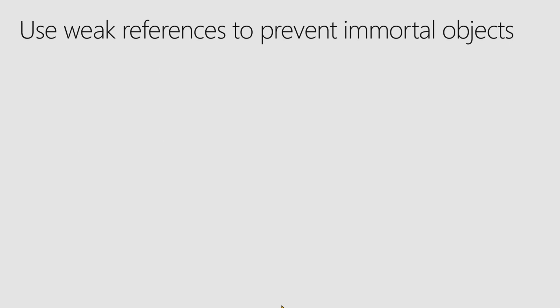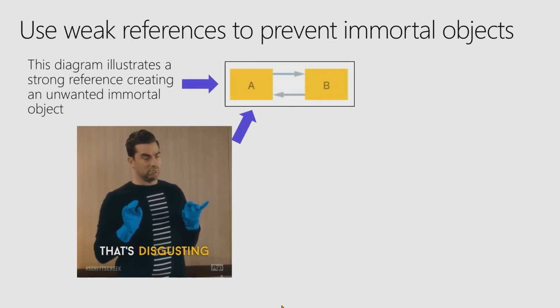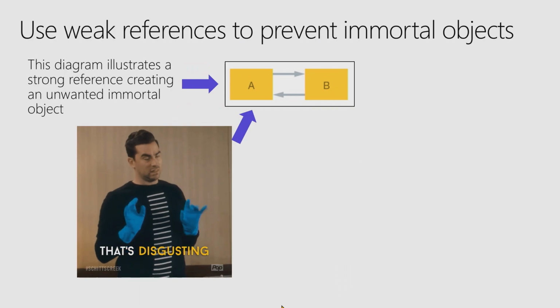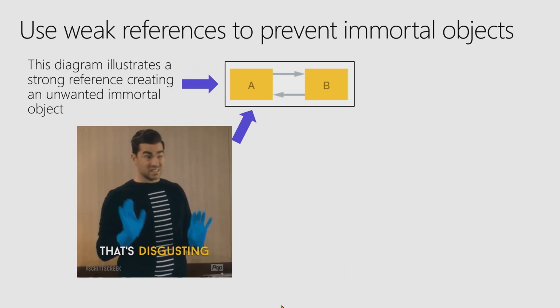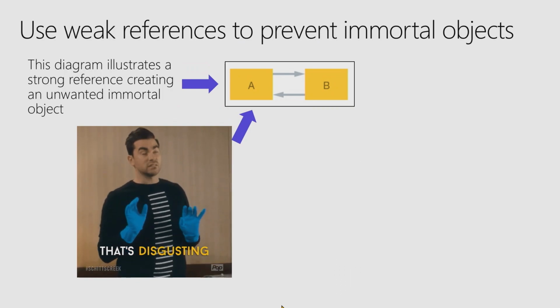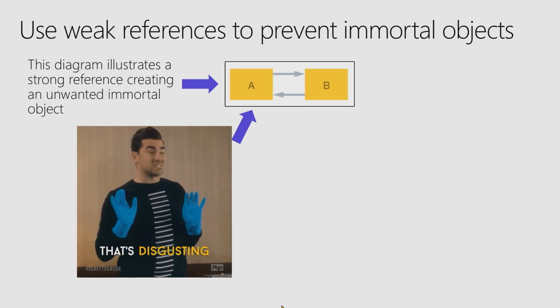Another bad offender in memory leaks is creating a strong reference, which can be seen over here. In this example, object A and object B have strong references to each other, and this creates what we call an immortal object. And I'm not talking about Lord Voldemort or Sauron from Lord of the Rings. It's just an immortal object, which is bad for the garbage collector, and because of it, neither of these will be collected by our good friend the garbage collector.